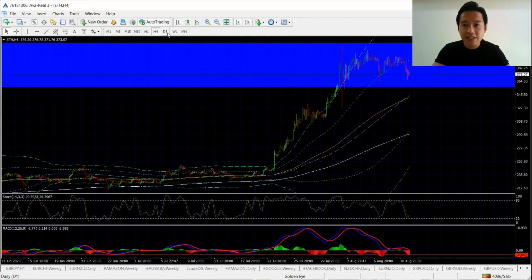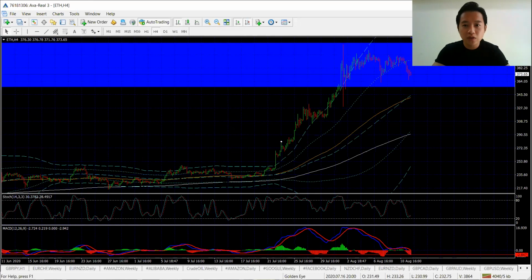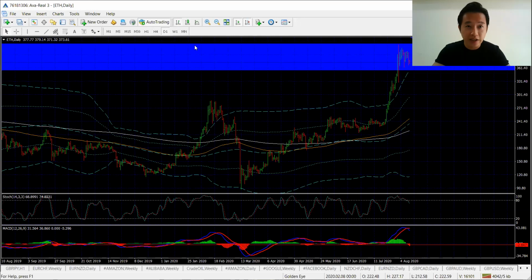Okay, so here's the next thing. If it breaks below, where will it go? Here are some potential cases. All right, let me zoom. Here's the daily time frame.